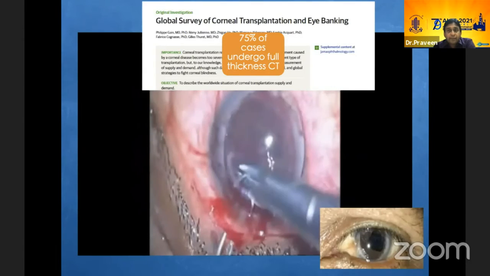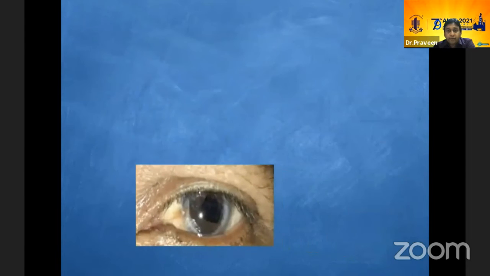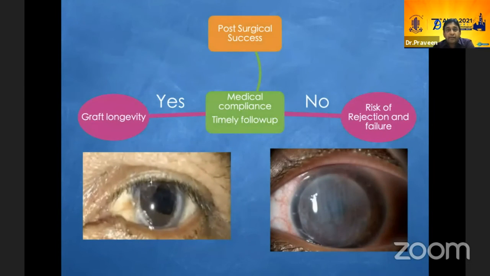And as we are reeling with the pandemic, the patients are having poor compliance and no timely follow-up, and these cases have a very high risk of rejection and failure. If you have proper medical compliance and timely follow-up, then the graft longevity will be good. But due to the pandemic, patients are not able to come and don't have access to medications, and these eventually cause rejections and failures.